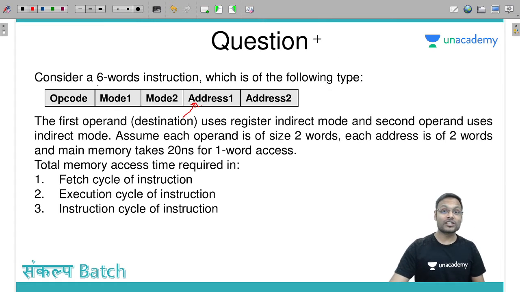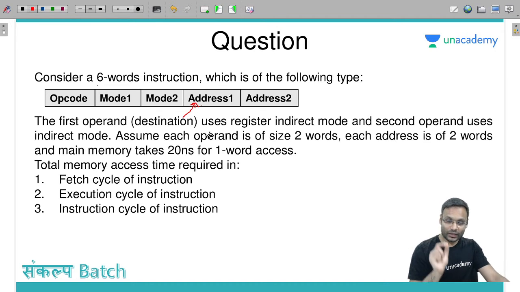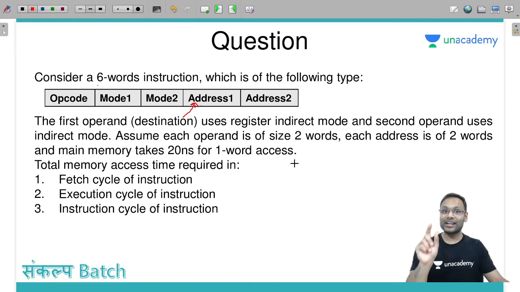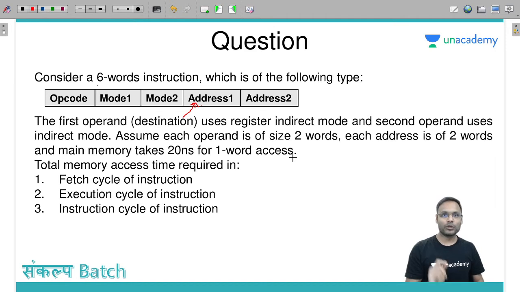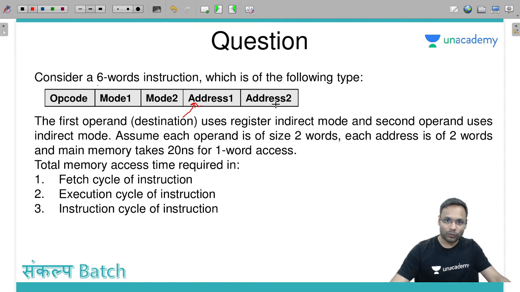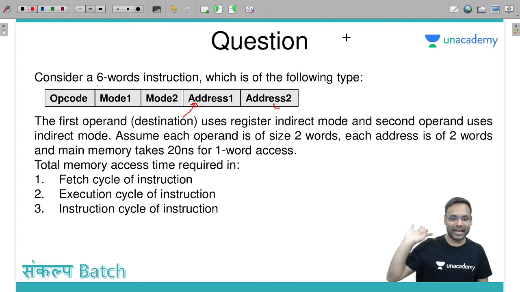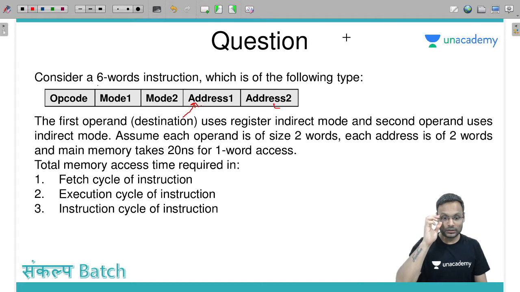अब याद करो कि रजिस्टर इनडायरेक्ट में क्या होता है, ये एड्रेस विल गिव यू द रजिस्टर, रजिस्टर से यू विल गेट मेमोरी एड्रेस, वहां से मिलेगा ऑपरेंड. सो वन रजिस्टर एक्सेस, वन memory access. And second operand uses indirect mode. This is using indirect mode. Indirect means two memory accesses. ठीक है.